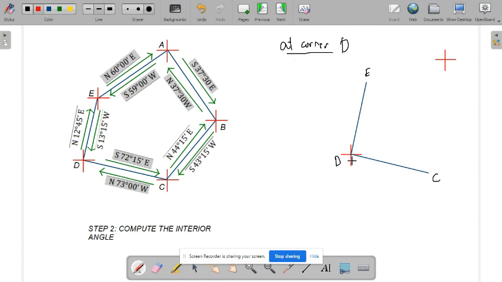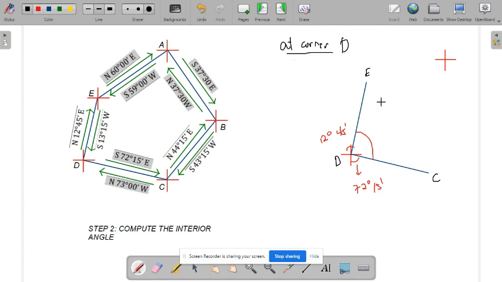So DC is equal to 72 degrees 15 minutes. This is 72 degrees and then 15 minutes. And DE is 12 degrees, 12 degrees, 45 minutes. So our angle here is the angle D, which is 180 degrees.